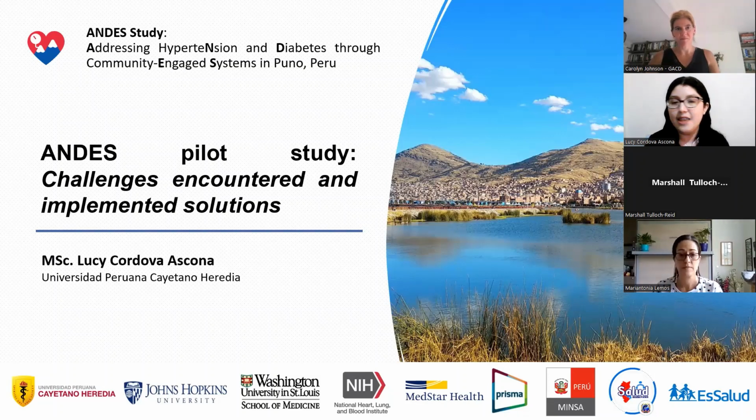On your right, you will see some beautiful pictures of Puno, which is a city located in the southern part of Peru. One particular characteristic of this city is that it's located approximately 12,000 feet above sea level, or approximately 3,800 meters. Most of its population is of indigenous origin, specifically Quechua and Aymara, and they represent 70% of the total population of Puno.